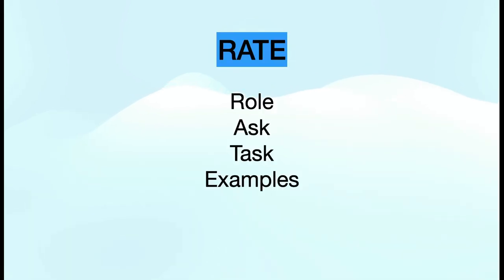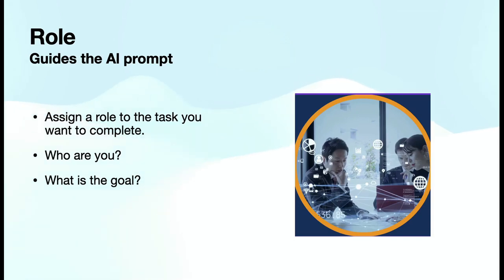What I use as a way to think about this and remember how to work my way through as I'm working on my prompt is I will look at the word RATE, meaning the role, the ask, the task, and the examples. So I'm going to go through this today. If you start off with role, when you are looking at an AI prompt, the role guides the AI prompt. So in other words, you're assigning a role to the task that you want to complete.